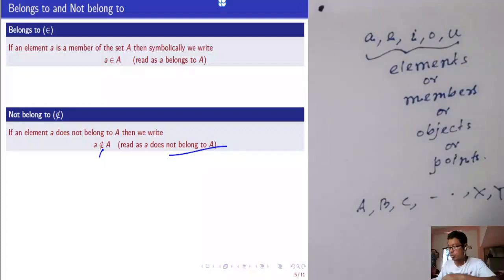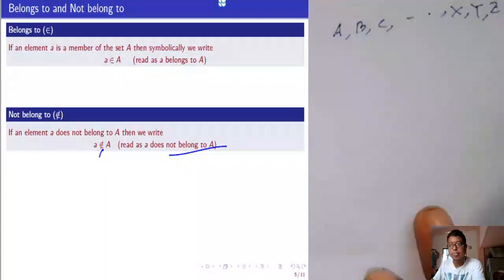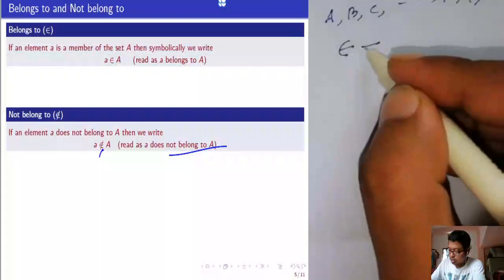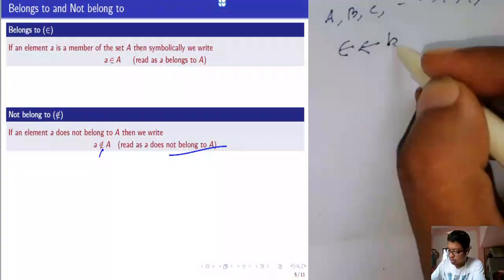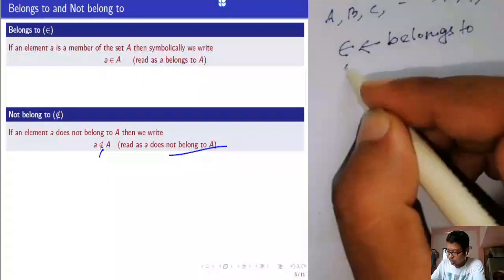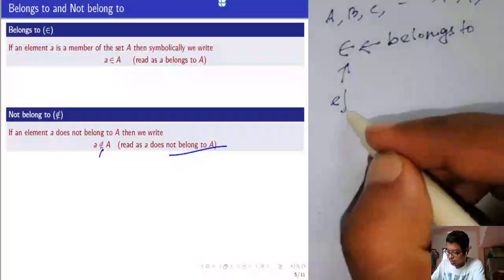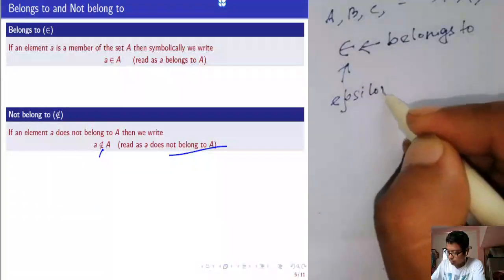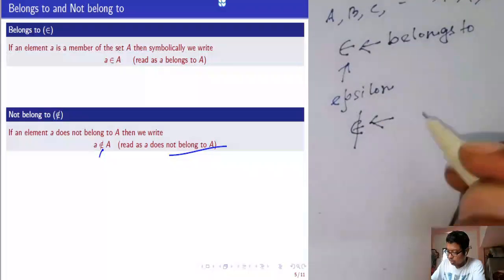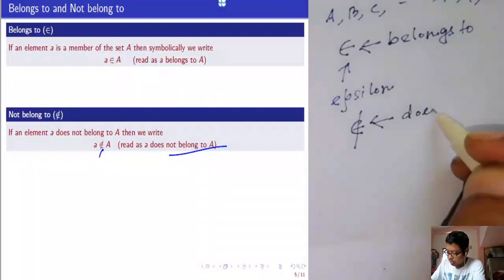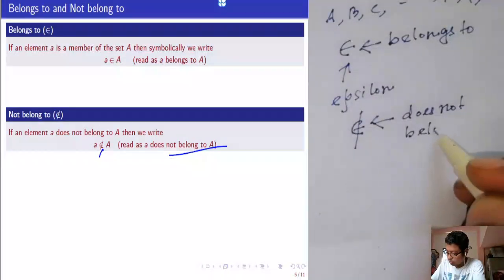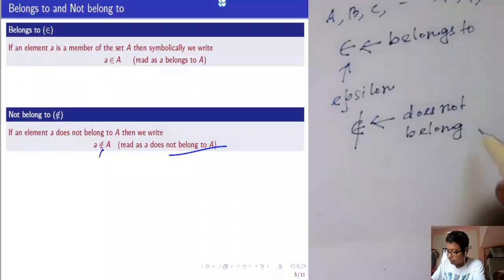We are using two Greek symbols. This represents belongs to, and the name of this symbol is epsilon. And if I cut it like this, then this represents does not belong to.